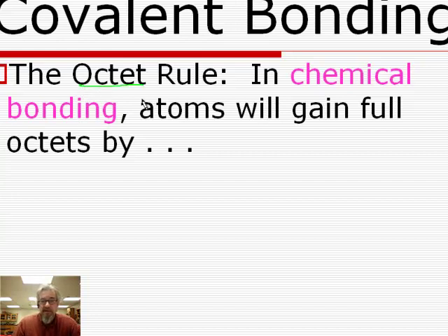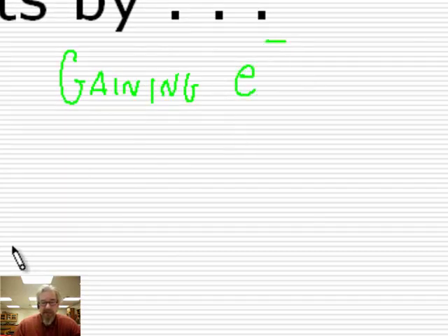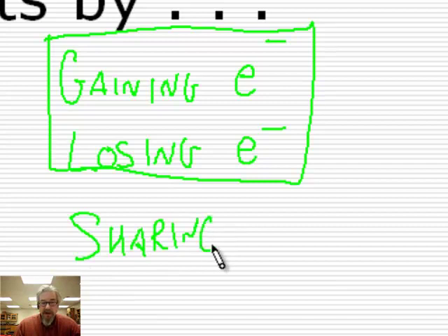The octet rule says in chemical bonding, atoms will gain full octets in one of 3 ways. One thing they can do is gain electrons. E minus, remember, is a symbol for an electron. Sometimes they'll lose electrons. This process happens in ionic bonding, which we haven't discussed yet. But what we've seen now is that a third way is that they can gain stability by sharing electrons.